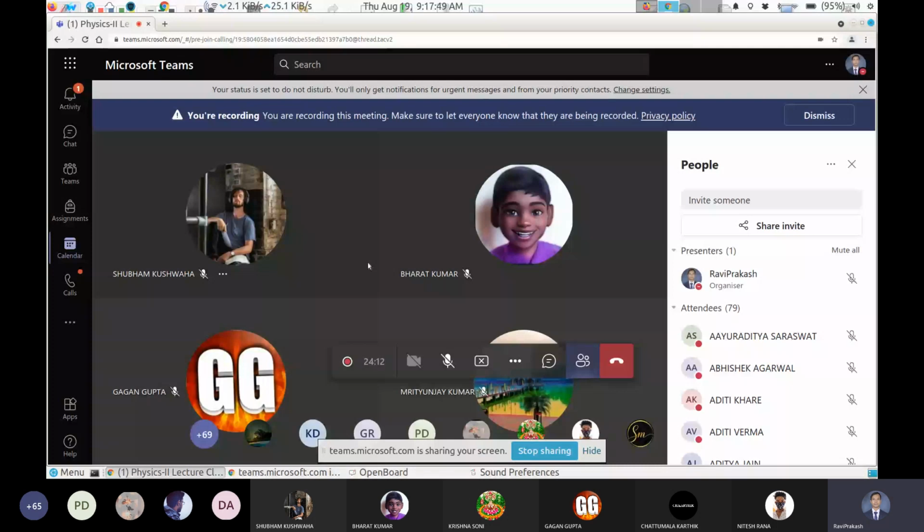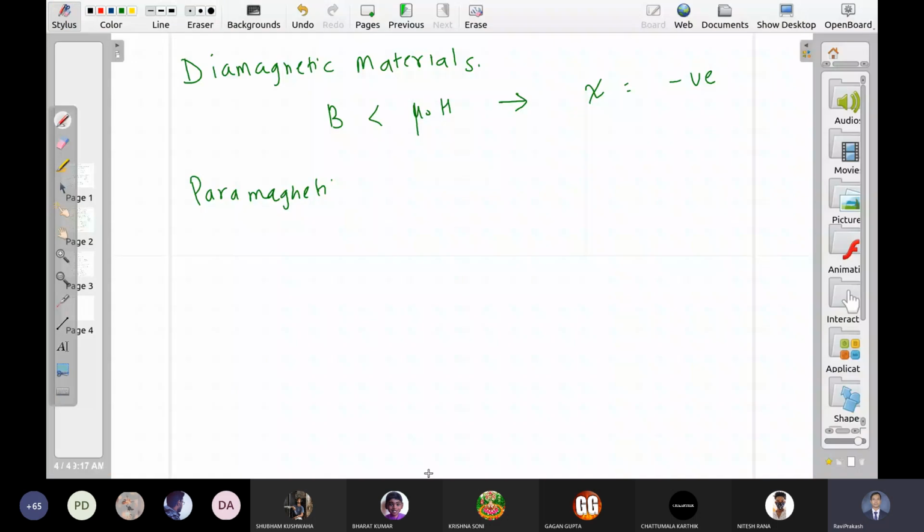whereas for paramagnetic materials, the thing is just opposite. It is B greater than mu naught H, or chi is positive. So this is something which we frame without doing any mathematics here, without going inside the material.